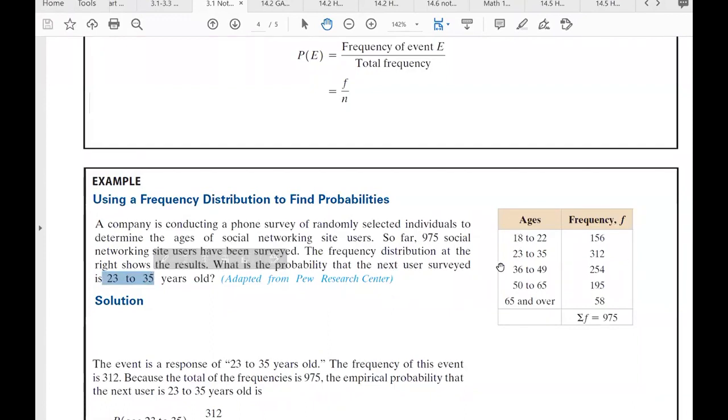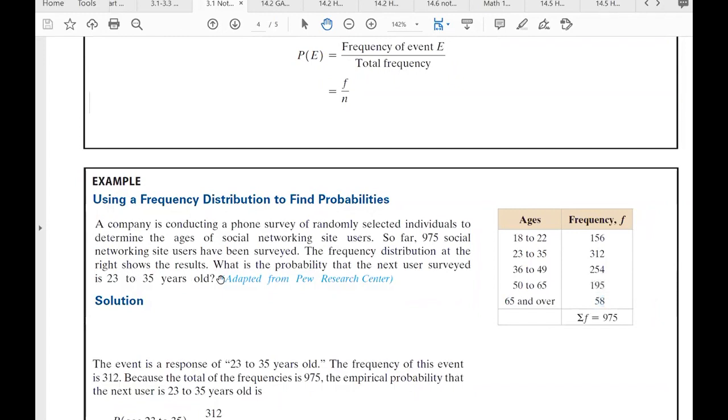Well, take a look at your distribution here. On the left column, you have ages 18 to 22 with frequency 156. 23 to 35, the frequency is 312 people. 36 to 49, you have 254 people who took the survey. 50 to 65, you have 195 people. And 65 and over, you actually have 58 people.